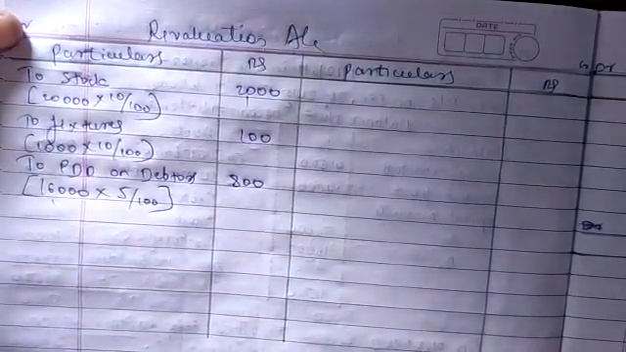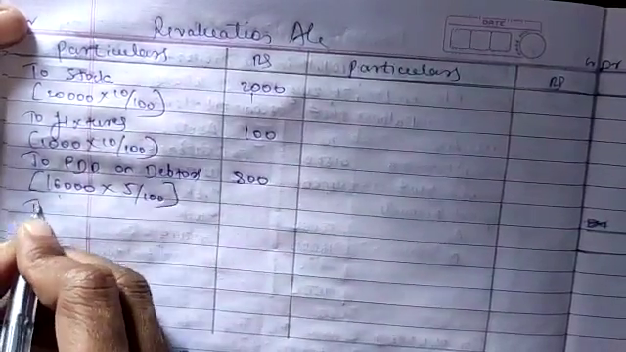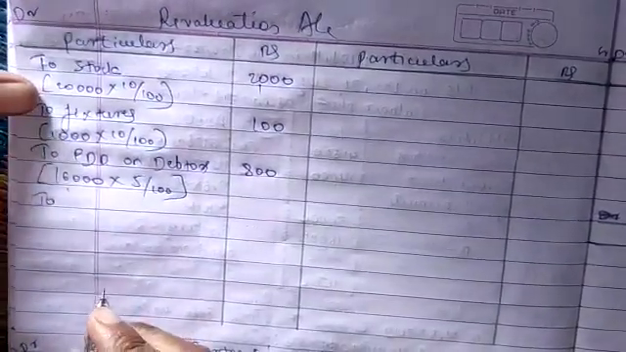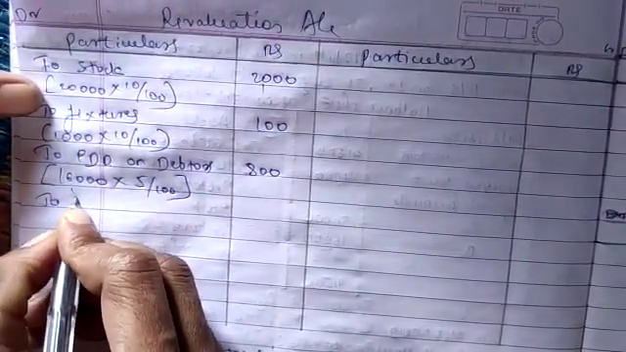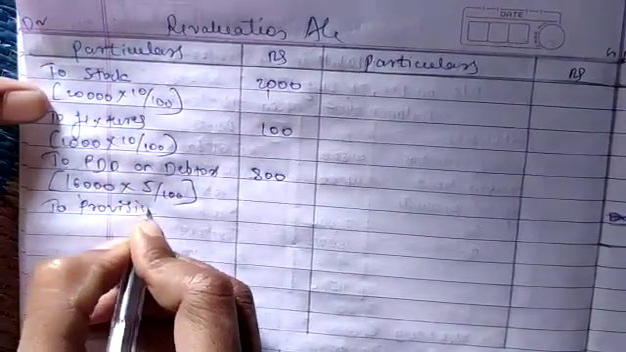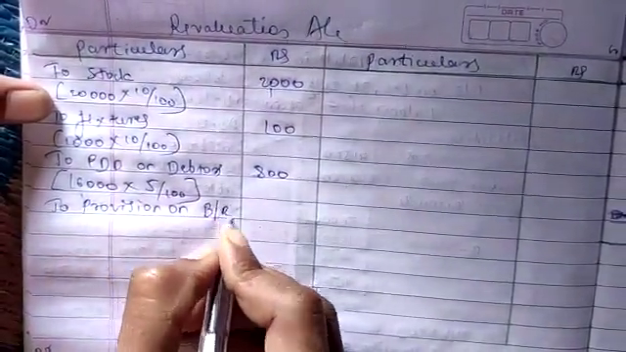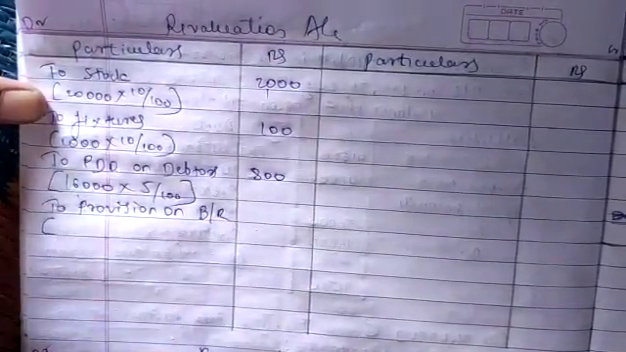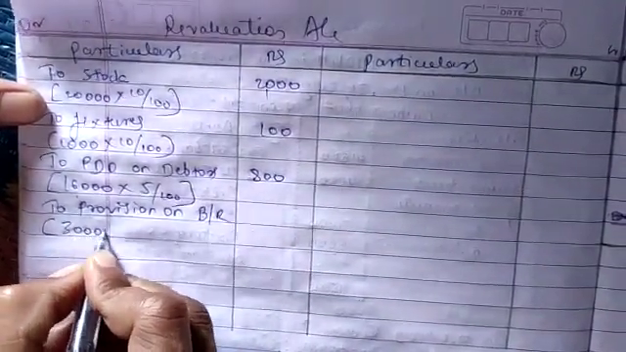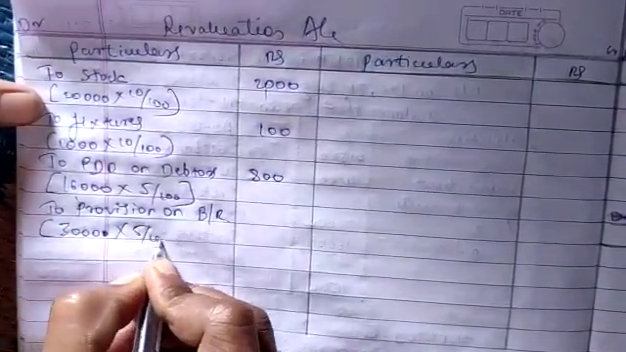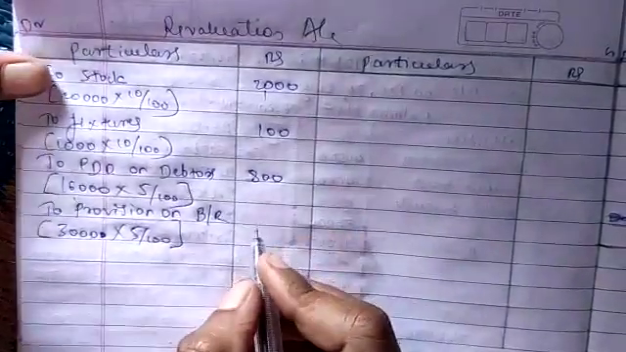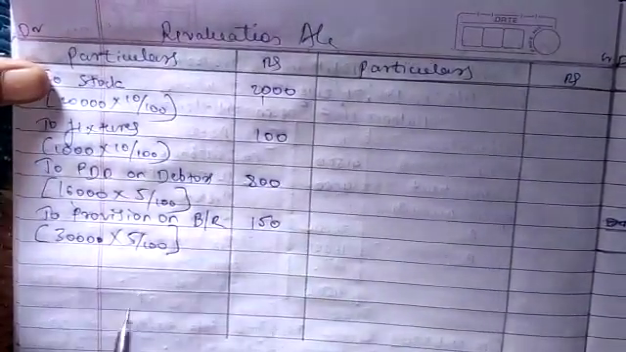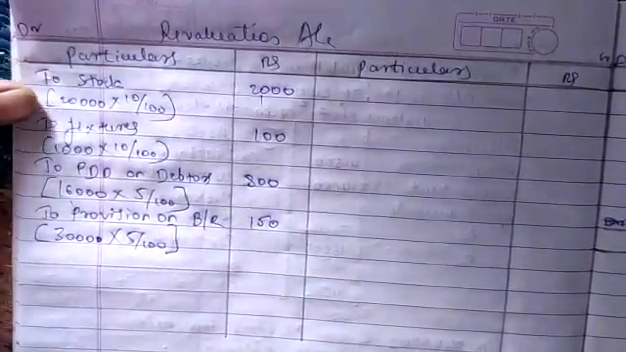Next one, bills receivable are also reduced here. In the bills receivable amount they also make a provision. So provision on bills receivable, that is also at 5%. So the total amount of bills receivable in the balance sheet is 3,000, 5%. So 10% becomes 300 and 5% is 150.